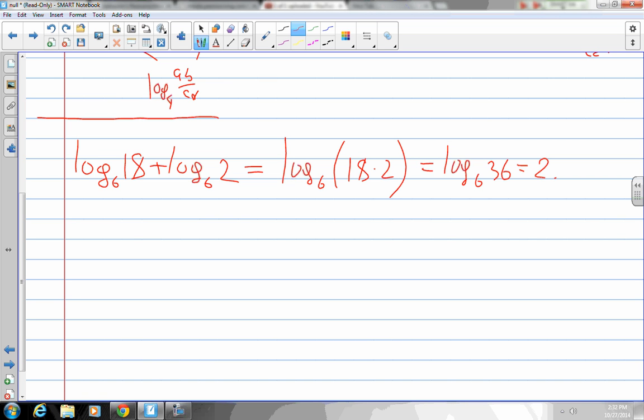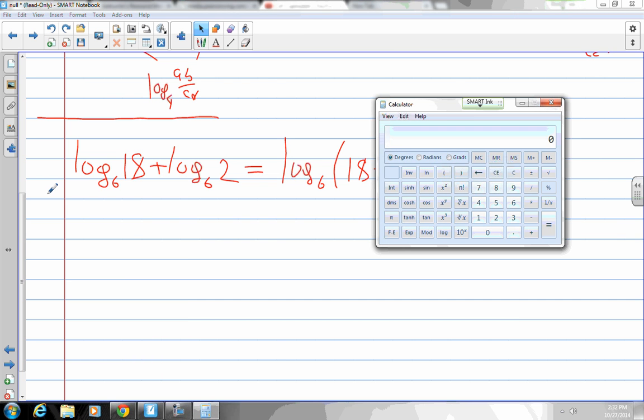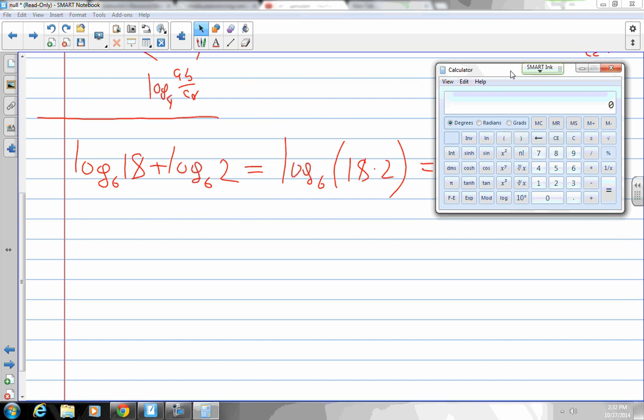Is that okay? I mean, I don't want to do that, but I will anyways, just to demonstrate. If I compute them separately, log base 6 of 18. If I use the change of base formula, I have to go, let's say, natural log of 18 divided by natural log of 2. So, what?